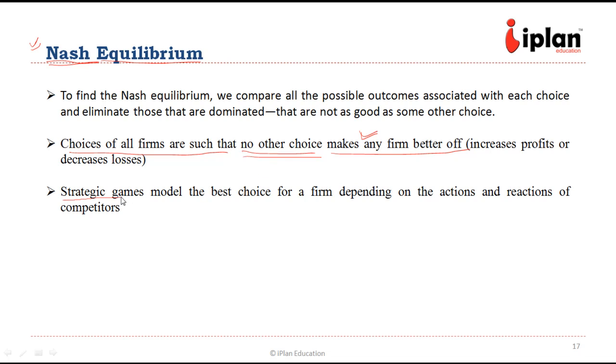The strategic games model describes the best choice for a firm, which depends on the actions and reactions of competitors, as we know in the case of oligopoly. So based on these game theories, we can find out the final outcome, which is represented by Nash equilibrium.